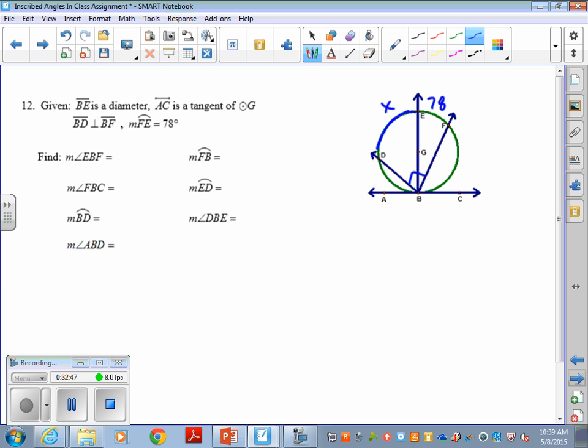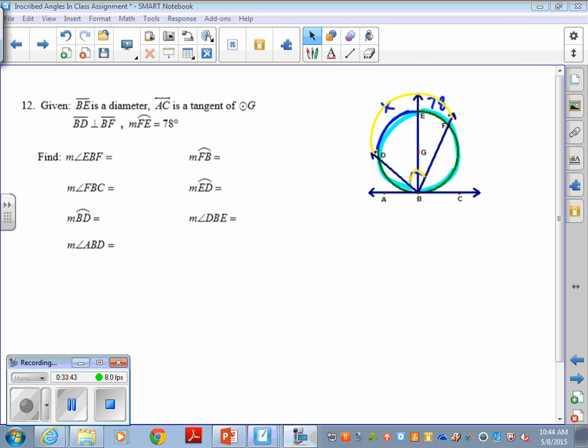This 90 degrees has the intercepted arc DEF. Just see you have a diameter, BE, because it cuts the circle in half. Here's a half right here. Here's the other half. Try it. So we have 39, half of 78.